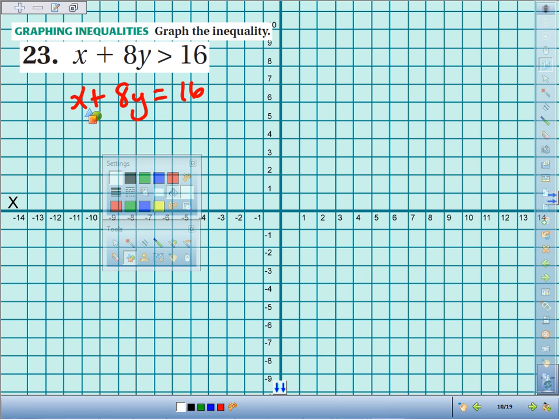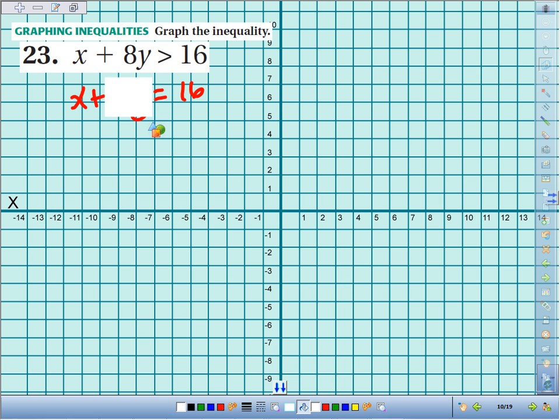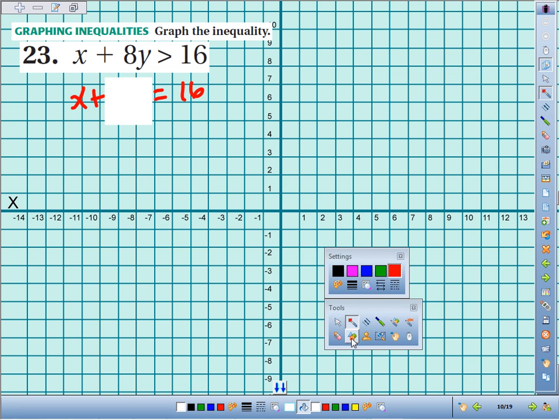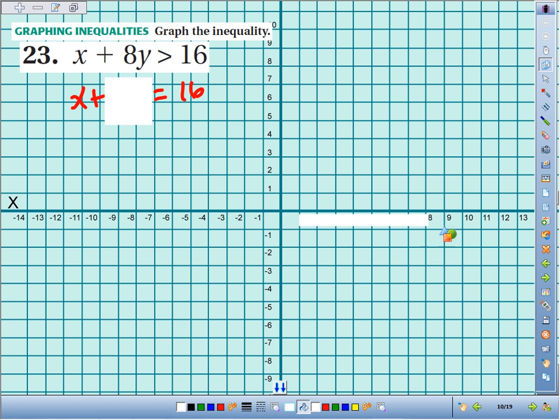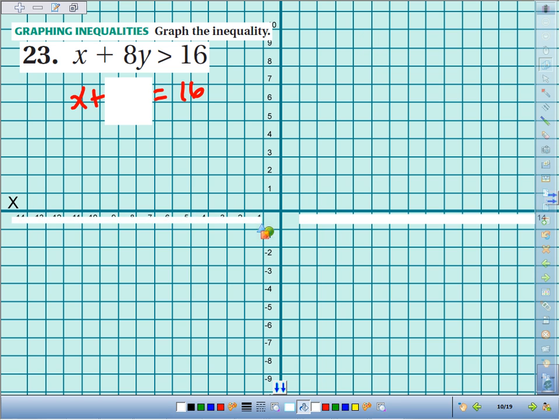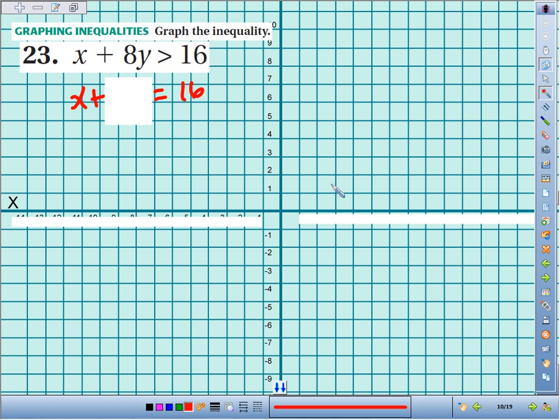So let's start out. Let's find our x-intercept. To do that, make y 0. So our x-intercept ends up being 16. Creates a little issue here because this graph is going by ones. So I'm going to have to revamp my graph a little bit. Instead of going by ones, I'm going to go by twos. So I've got 2, 4, 6, 8, there's 10, 12, there's 14, 16, 18.